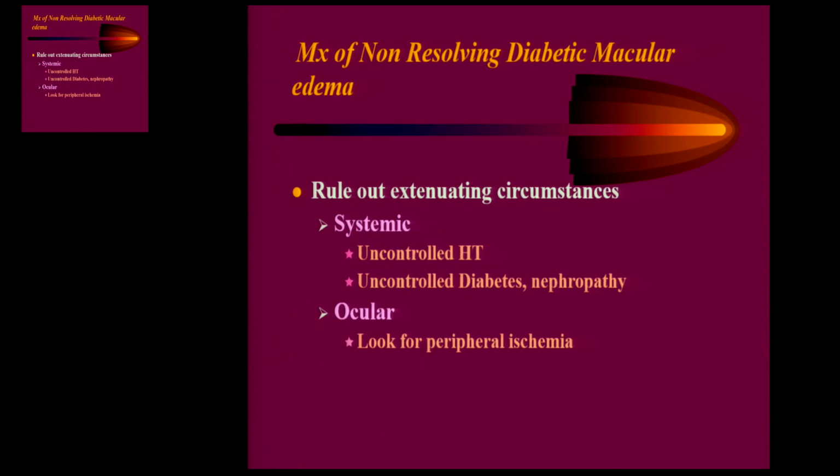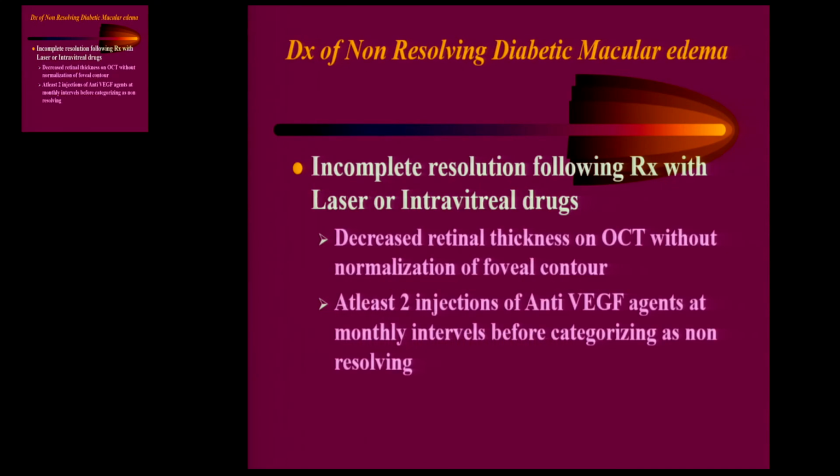Before you call a patient as non-resolving diabetic macular edema, please rule out any extenuating circumstances, both systemic and ocular. There could be uncontrolled hypertension, there could be uncontrolled diabetes, there could be nephropathy, patient may be actually going into chronic renal failure. And all these things can exacerbate the macular edema, which you will keep on attributing to the fact that he's not responding. And of course, look for how much is the peripheral ischemia in your patient.